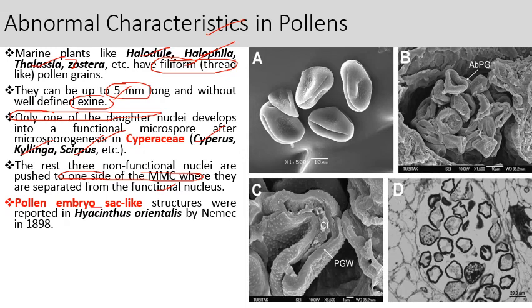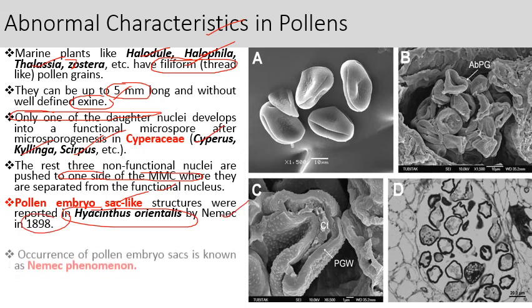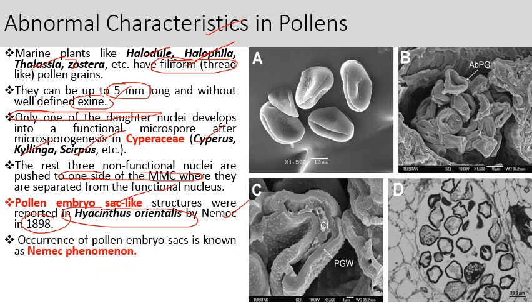Then pollen embryo sac-like structures were first reported in Hyacinthus orientalis. In this plant, structures like a pollen embryo sac were seen. This phenomenon was observed by Nemec in 1898, so Nemec first observed this phenomenon. The occurrence of pollen embryo sac is also known as the Nemec phenomenon. This is a very unique phenomenon.